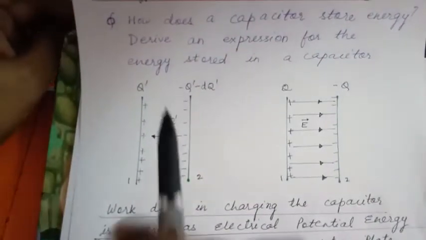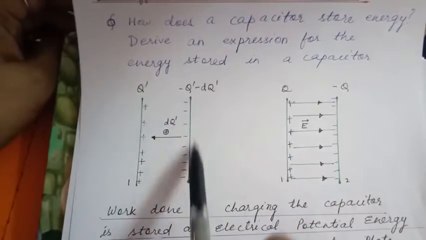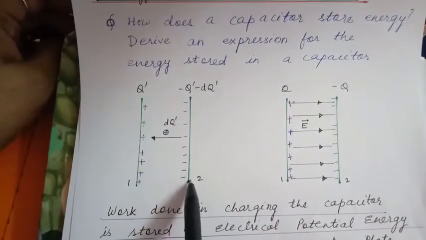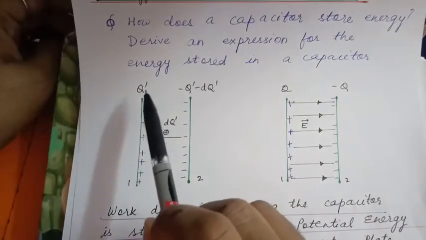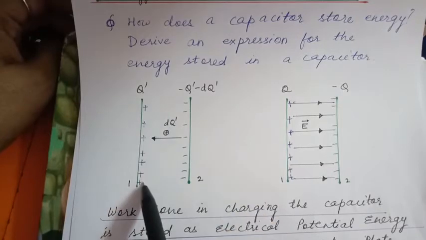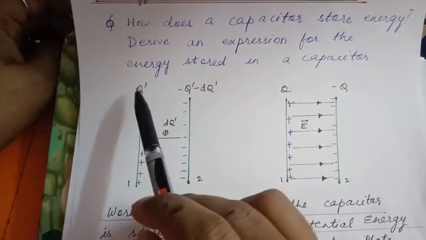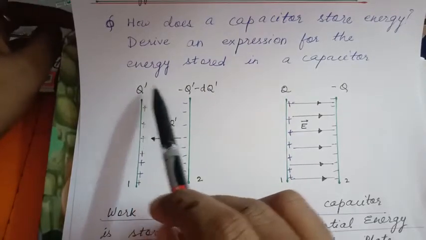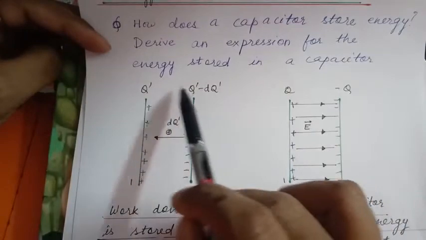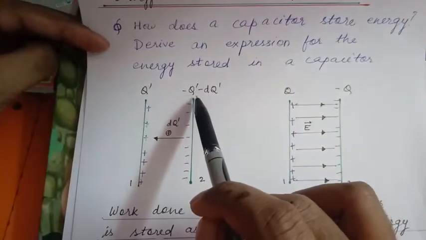So first of all, let us see the diagram I have drawn over here. Here the capacitor is a general parallel plate capacitor, which we have taken. Here you can see the charges are there: positive charge on one plate, negative charge on the other plate. Here I have shown this at a certain instant of time.